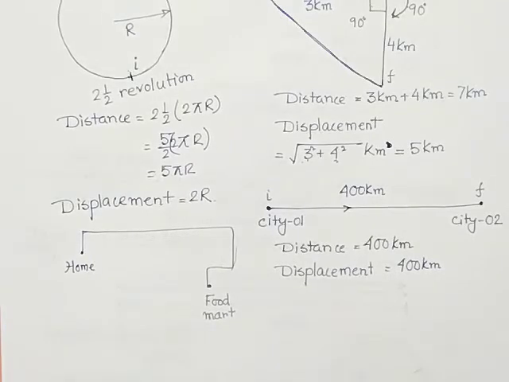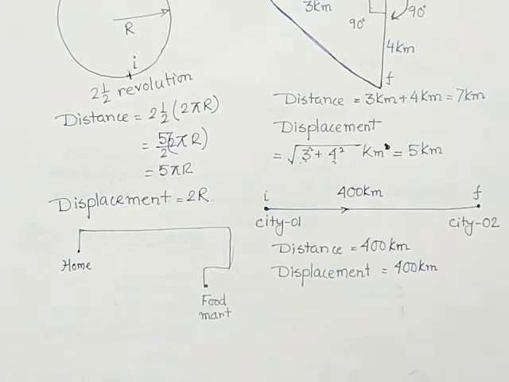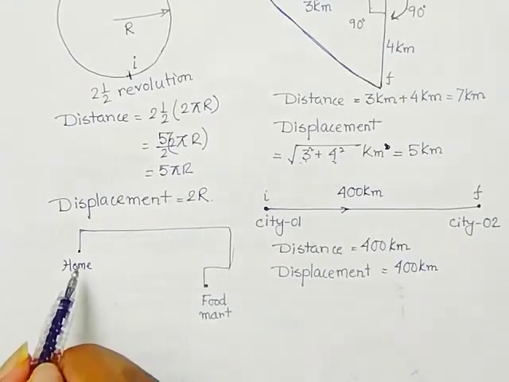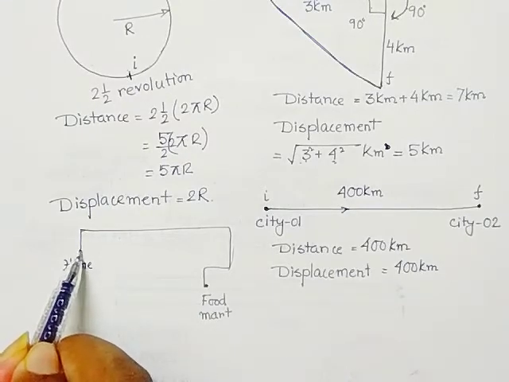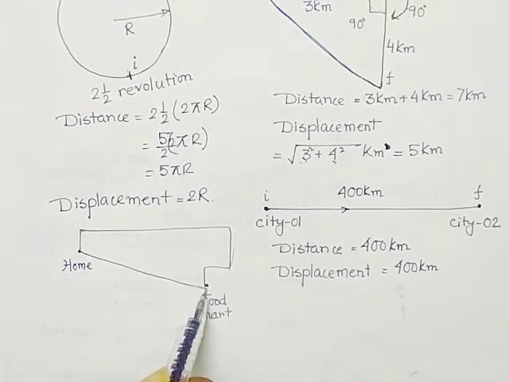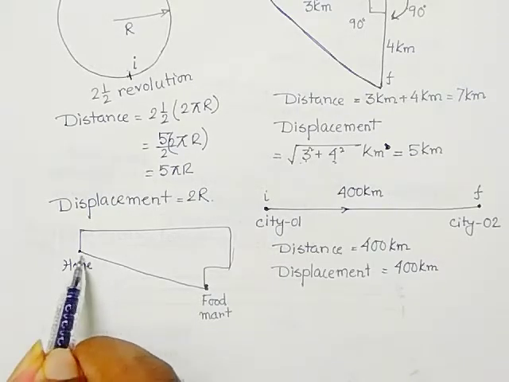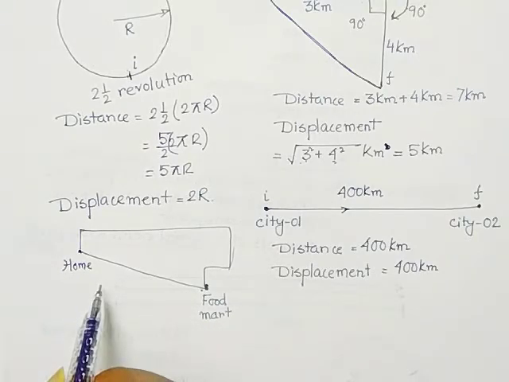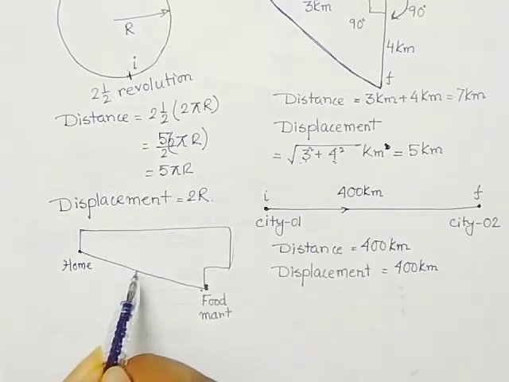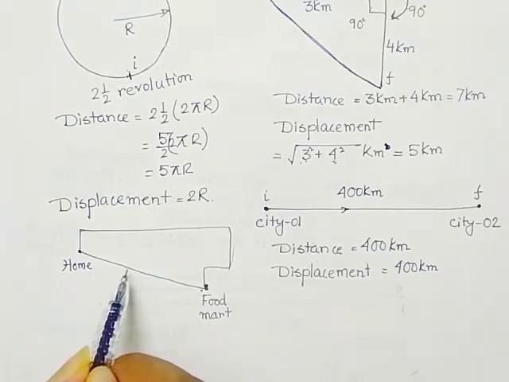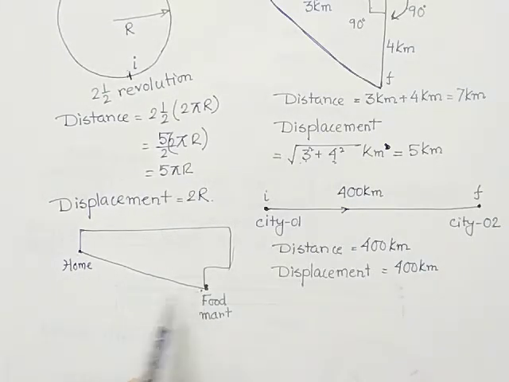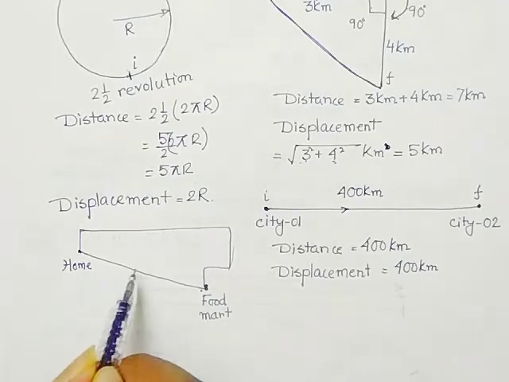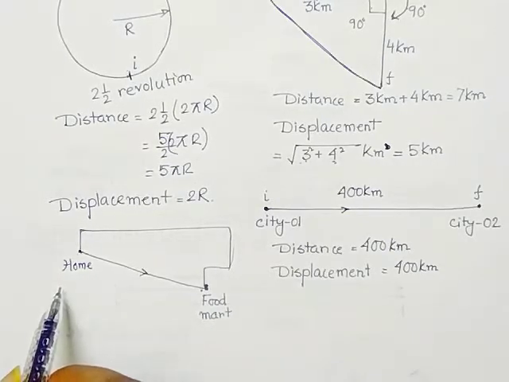But if I want to see this from the geometrical point of view, if I want to connect the initial point and the final point this way, then the straight line distance between the home and the food mart basically tells us the displacement. So if anyone asks in which direction the food mart is, it is in a particular direction, it will never change.